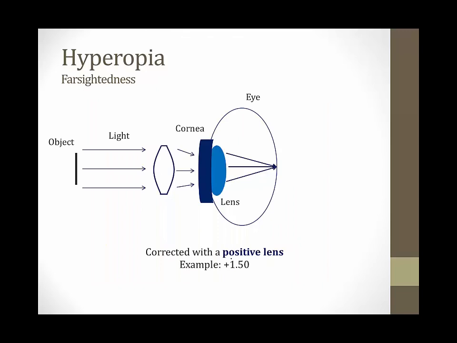Hyperopia is corrected with a positive lens. This is basically a magnifying glass. It focuses the light a little bit more before it reaches the cornea, and thus when the cornea focuses the light, it ends up falling on the retina. And an example of a positive lens is a lens prescription of plus 1.5 or plus 2.0. These are positive lenses to correct hyperopia.